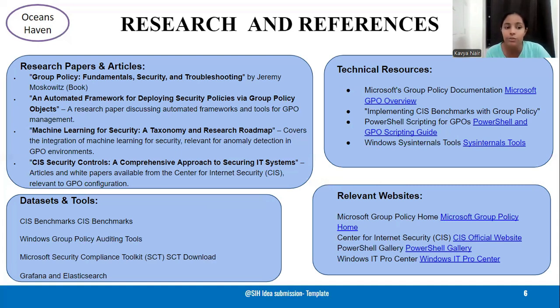Technical resources: we have used the Microsoft Group Policy documentation. This documentation offers detailed guidance on implementing and managing GPOs. Then, Implementing CIS Benchmarks with Group Policy, a practical guide to applying CIS benchmarks in GPO settings. PowerShell scripting for GPOs: the PowerShell and GPO scripting guide is crucial for automating GPO management. Windows Sysinternals tools. These tools are excellent for troubleshooting and managing Windows environments.